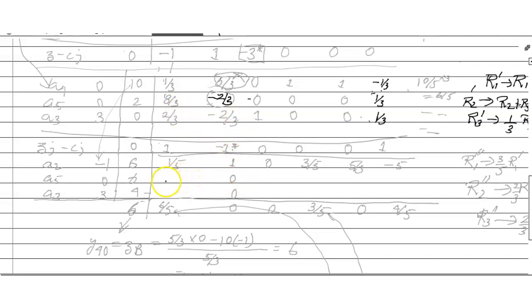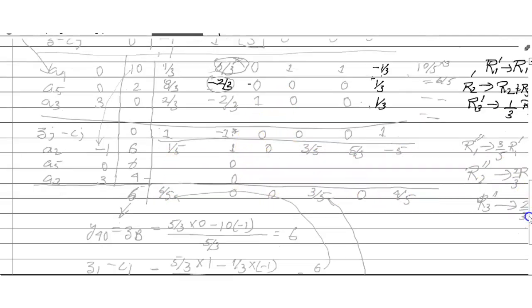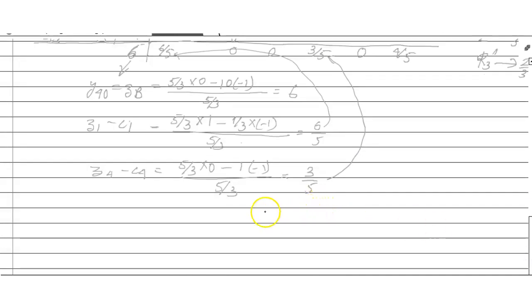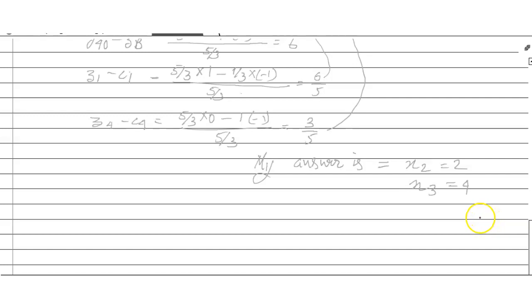So you will get the calculation this way. These are large calculations. This calculation is very large. I hope you can understand this process. So my answer is x2 is equal to 2, x3 is equal to 4, and x1 has no value, x1 value is 0.